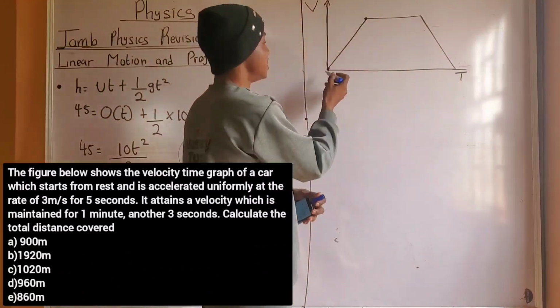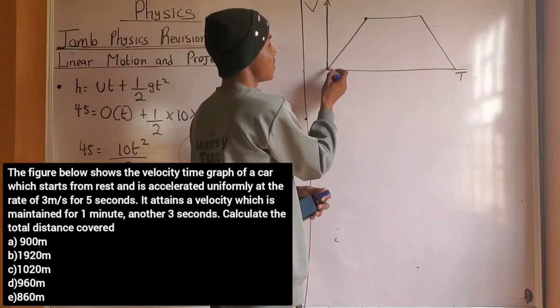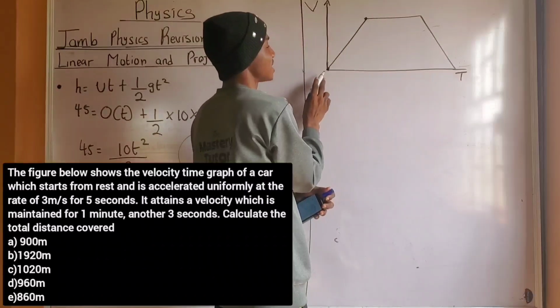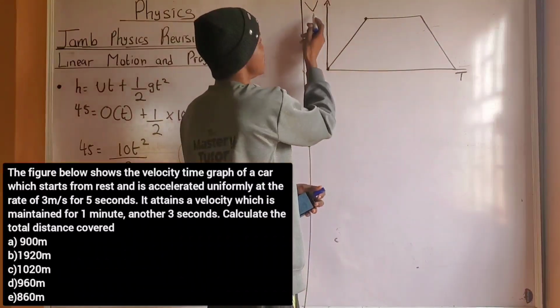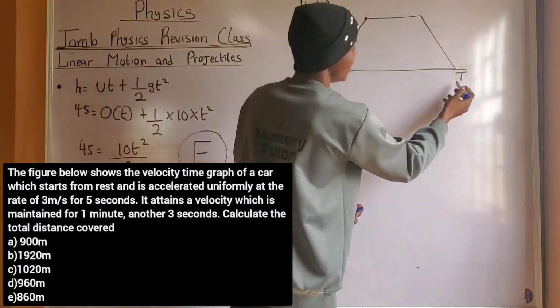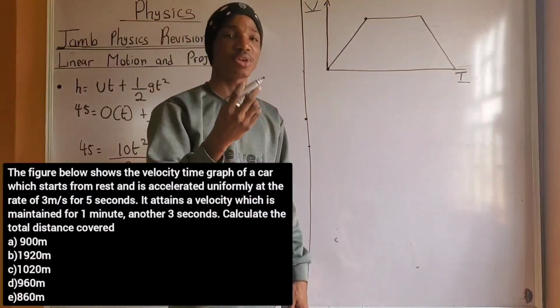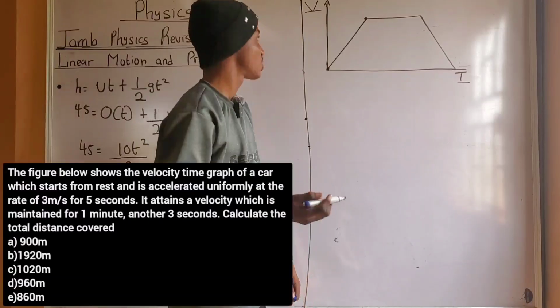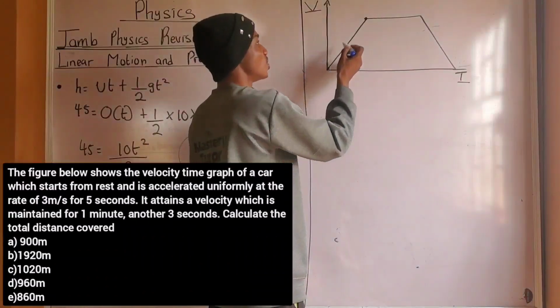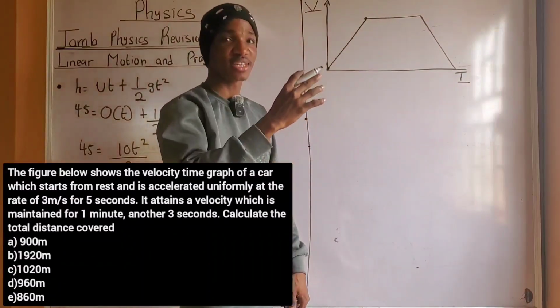Acceleration on this velocity time graph is when the car moves from this point to this point. This is the velocity and this is the time. And acceleration tells us how fast the velocity of an object is changing, right? So the velocity changes from 0 to this point. You can see that it accelerates. Are you getting it?